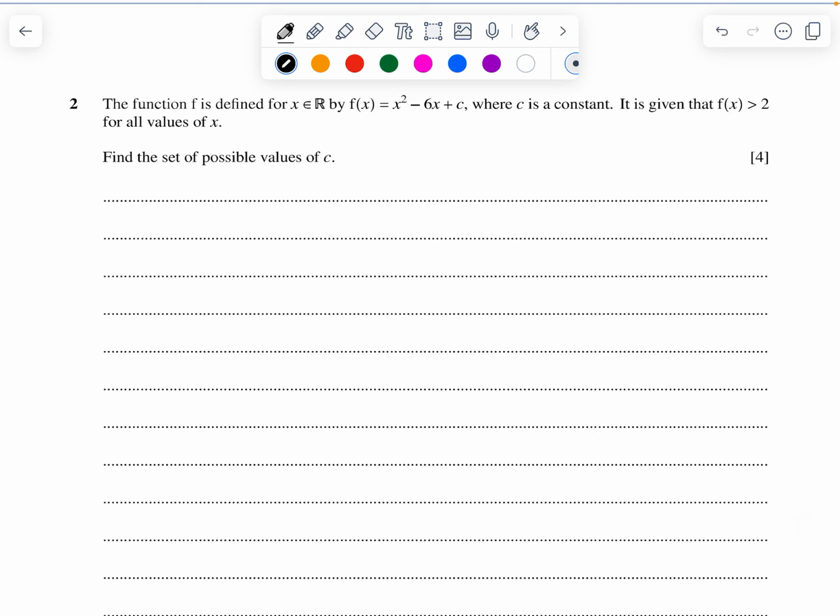Coming to question number 2, the function f is defined for x belongs to R. f(x) equals x squared minus 6x plus c, where c is a constant, and f(x) is greater than 2. So x squared minus 6x plus c is greater than 2. x squared minus 6x plus c minus 2 is greater than 0.